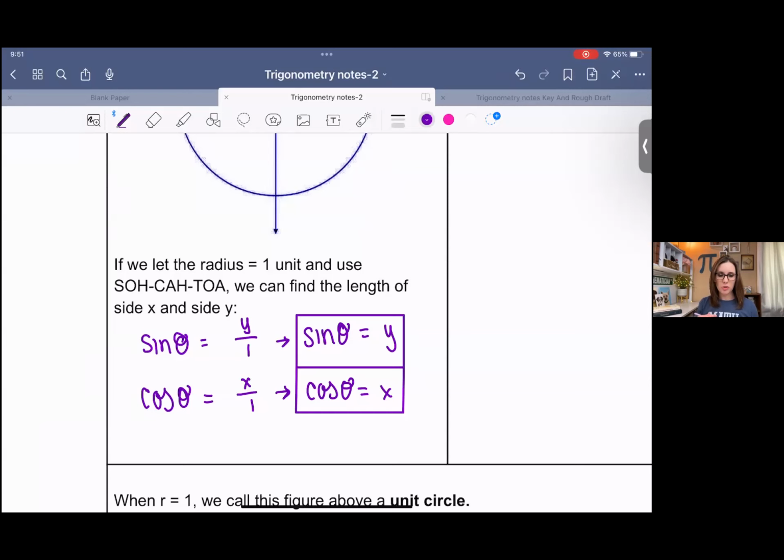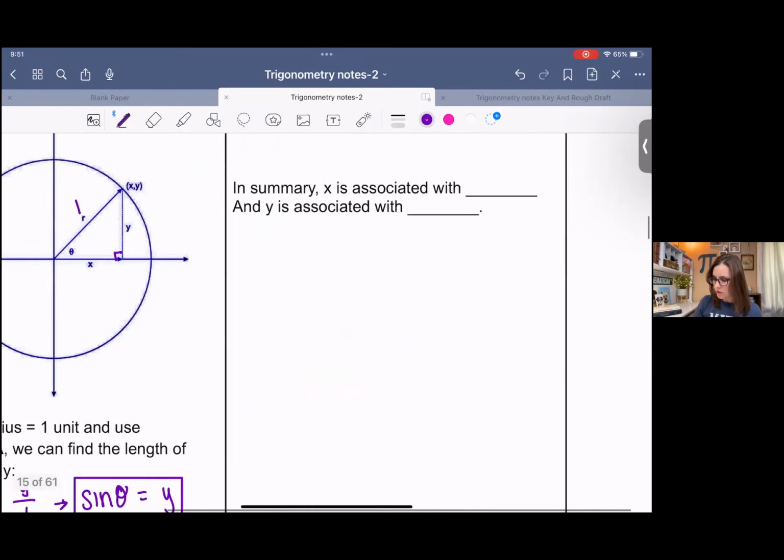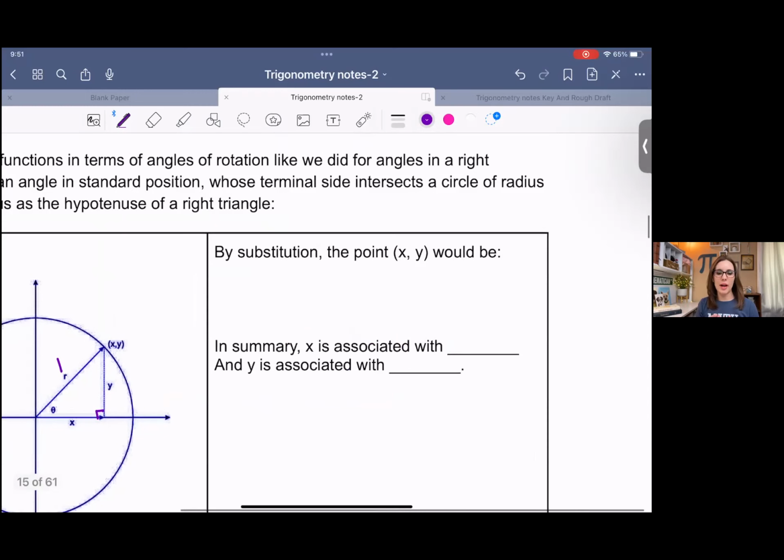So if X equals cosine and Y equals sine, then I can substitute. If I have the point X comma Y, I can change that now to cosine theta comma sine theta.